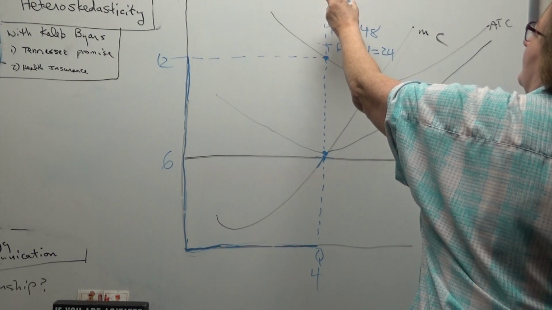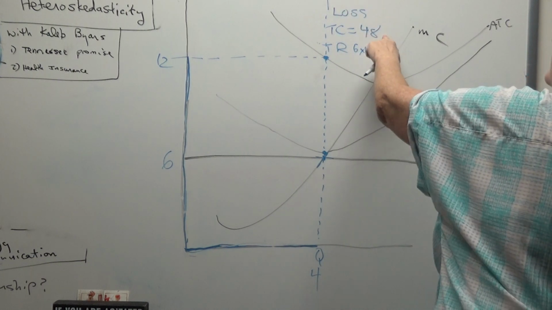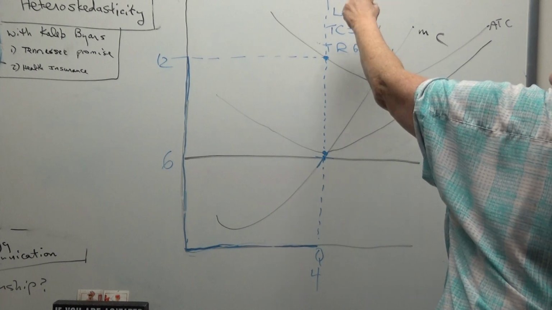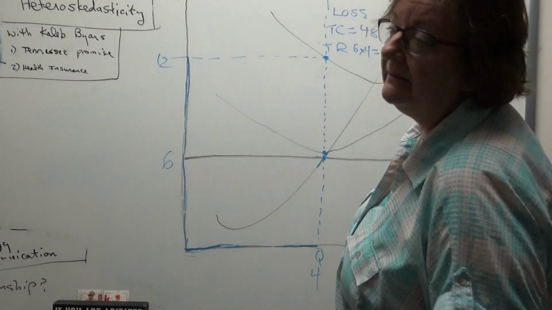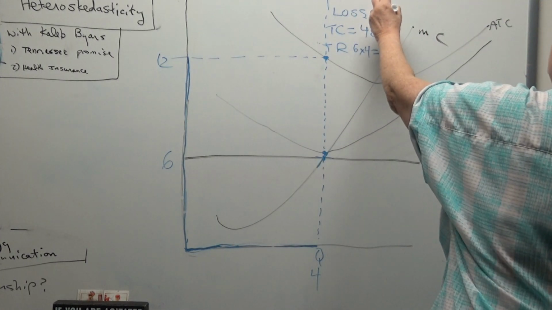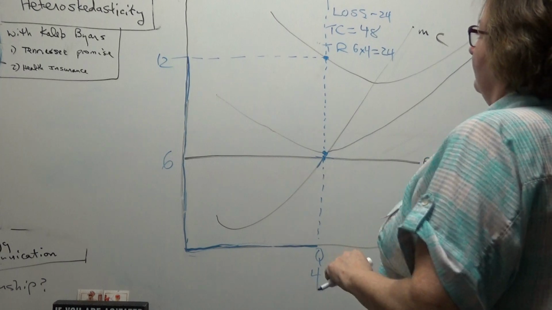So do we have a profit or a loss? We have a loss of 24 minus 48, right? So it gives us minus 24, right? So minus 24. So we have a loss.